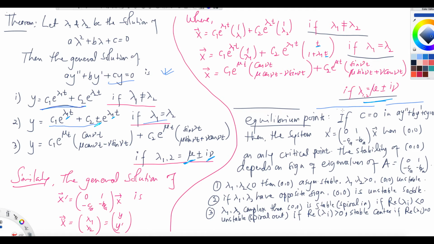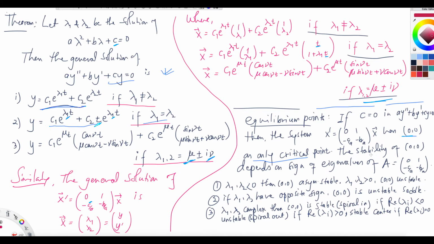Now, what are the equilibrium points? If c is not equal to 0, in the pair case as well, then you will get (0, 0) as the only critical point. That's what you will get. So (0, 0) will be the only critical point in the system of first order linear equations, okay?